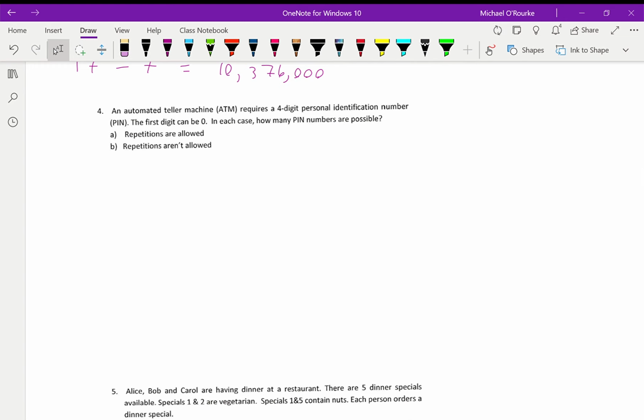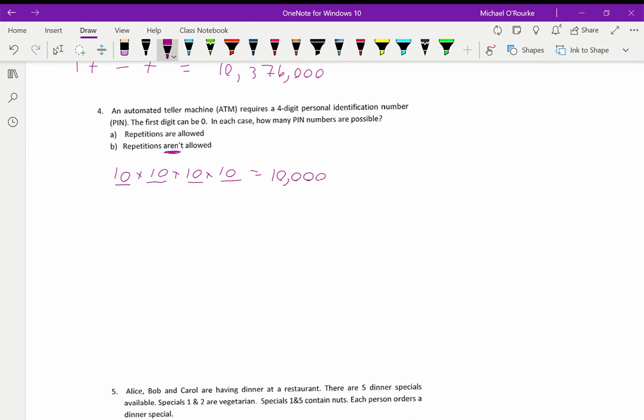Okay. An automatic teller machine requires a 4-digit personal identification number. The first digit can be 0. In each case, how many pins would be available? Okay. So, if repetition is allowed, we have a 4-digit number here. I have 10 options for the first number, 10 options for the second number, 10 options for third, and so on. So that would equal 10,000 different passwords I could use.